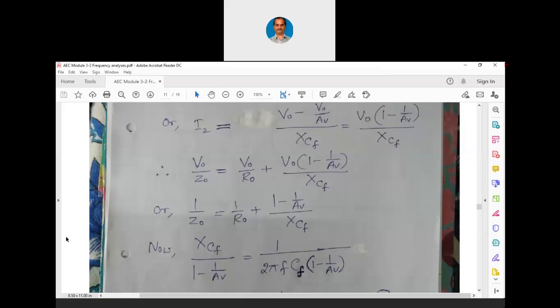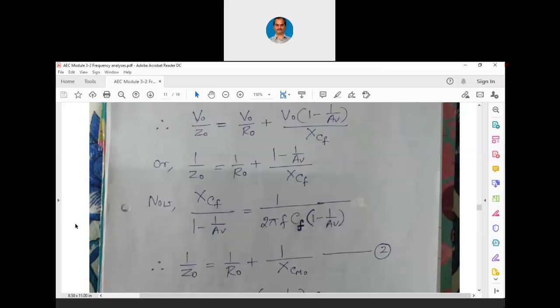So XCF divided by 1 minus 1 by AV is 1 over 2 pi f CF into 1 minus 1 by AV. Now let us use this term in the expression to write 1 over Z0 equals 1 over R0 plus 1 over X into CM0. And what is the CM0?